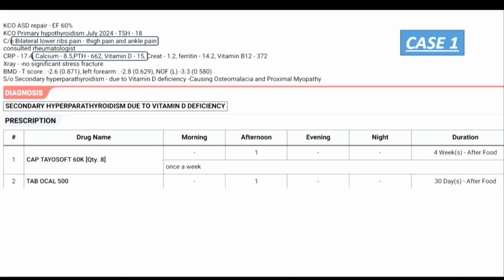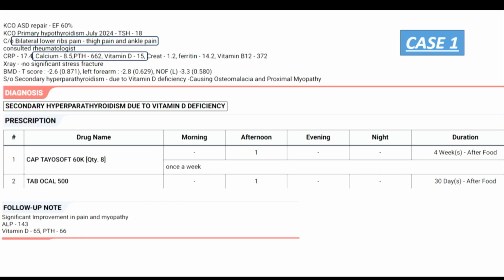She was given vitamin D for 1 month. Within 1 month, she had dramatic improvement in the symptoms and proximal muscle weakness as well, and PTH came down from 600 to 66. So the point is that PTH can go as high as 600 in cases of vitamin D deficiency, and we should treat it first and then reevaluate.